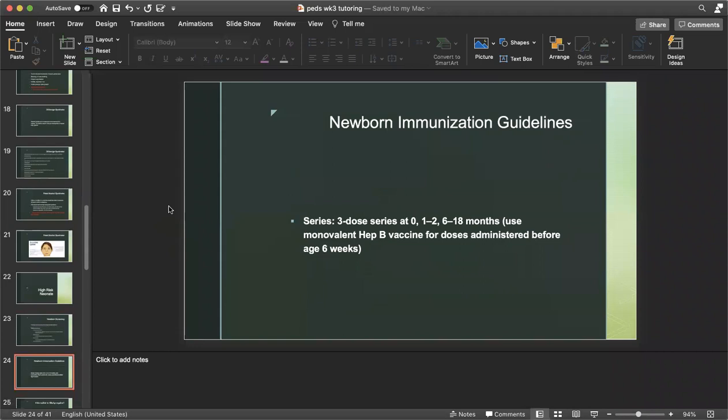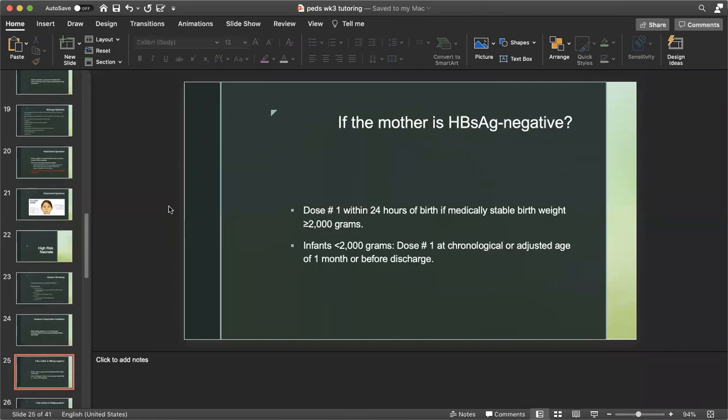So newborn immunization guidelines. The main immunization she focuses on is hepatitis. It's a three-dose series at birth, 1 to 2 months, and then 6 to 18 months. If the mother is HBsAg negative, dose number one will be given within 24 hours of birth if the baby is medically stable and their weight is above 2,000 grams. So they can't be a preemie, basically, if the mother is HBsAg negative and they need to get the first dose.